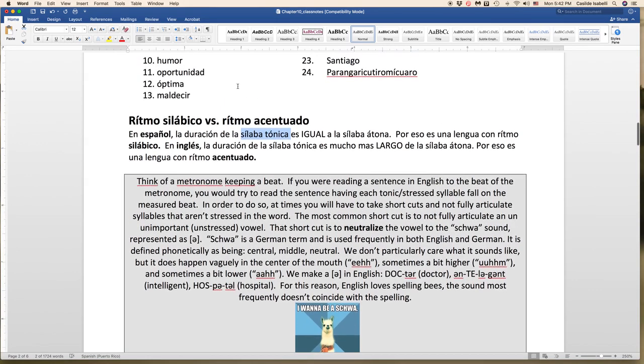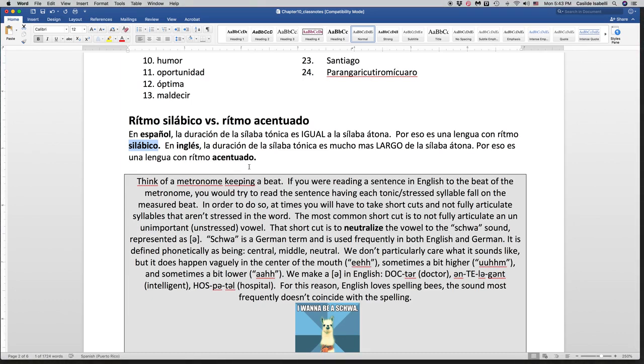For this reason, Spanish has a syllabic rhythm to it. That means that each syllable gets that hit of the metronome. Okay, and there's no shortening of syllables because it's not stressed.